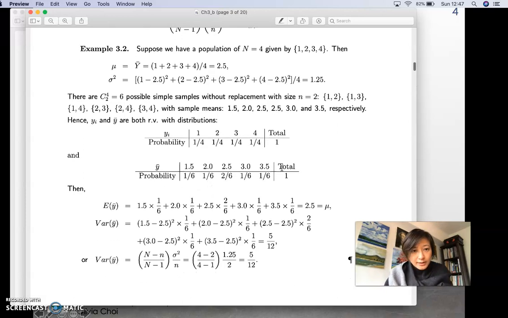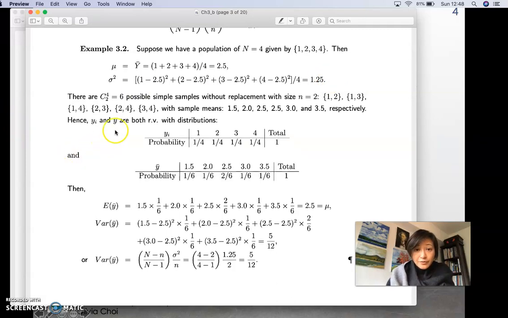So very quickly, we look at an example of a population of N with the values 1, 2, 3, and 4. We can find the population mean by adding up and dividing by 4. The population true mean is 2.5. We can calculate the population variance: look at each value's distance to the average, take the square, add them up, and divide by 4. So the true variance for the population is 1.25.